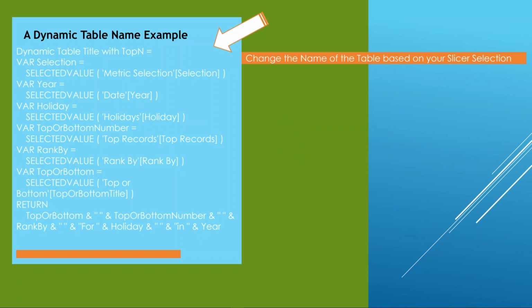Now, because your tables are going to change, they're not going to have the same data in them. You're going to want to name them dynamically as well. And again, we just create another measure. We use a ton of variables based on what you're going to be showing in there. Have a variable for every dynamic element. And then you just return those variables in a way that looks good for your users so they know what they're looking at.